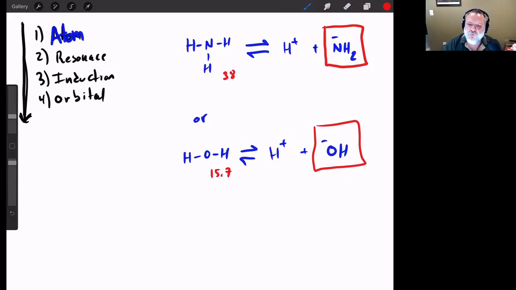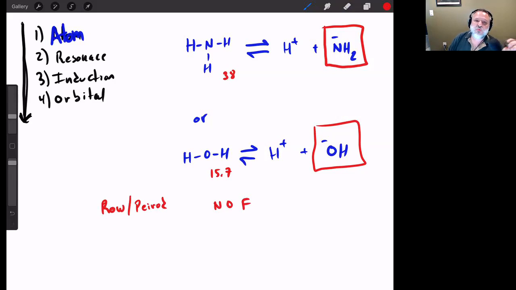Okay, and so one of the things that I want to warn you about, though, is that when you're comparing the atoms, you only compare them on the same row. So you really only look at the period. So let's take a look at this one. Nitrogen, oxygen, and fluorine are all on the same row.